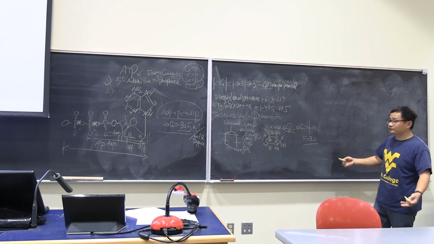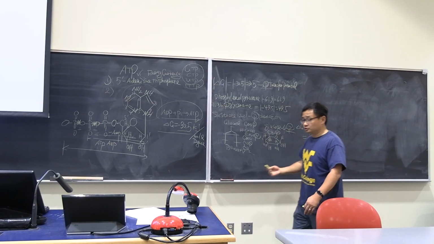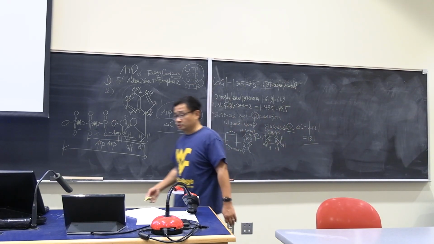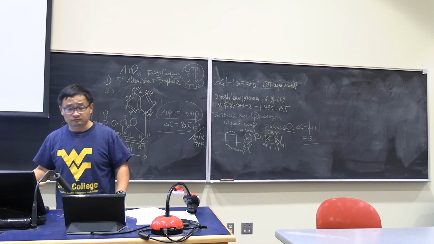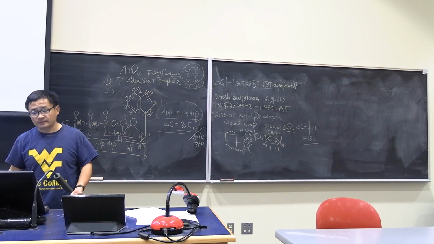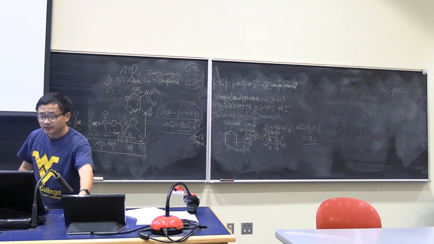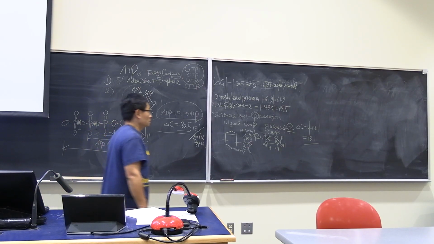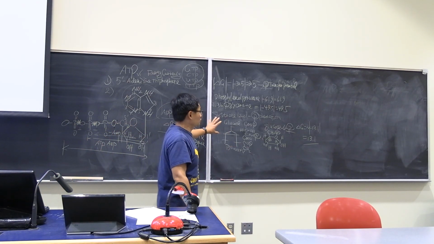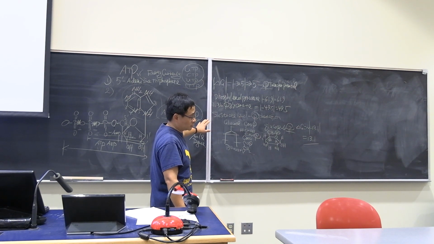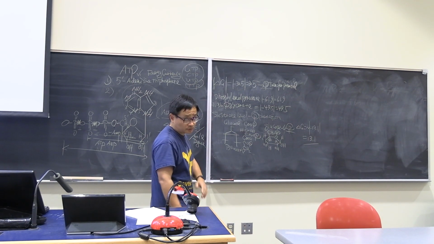Same as glucose 1-phosphate, which is used during the translocation. So I just want to let you know, that's even less, only 9.2. And that's the reason why they cannot participate in the substrate level phosphorylation.